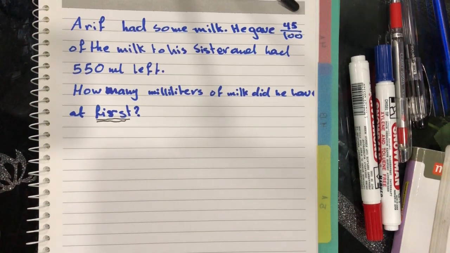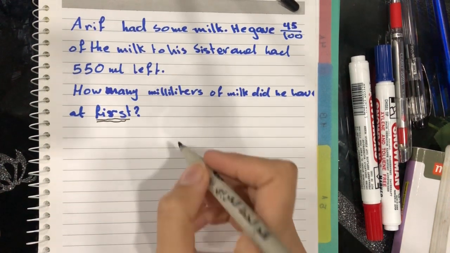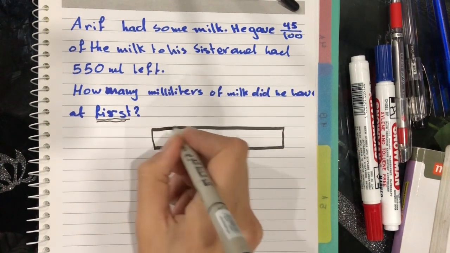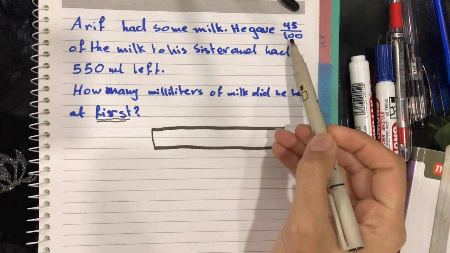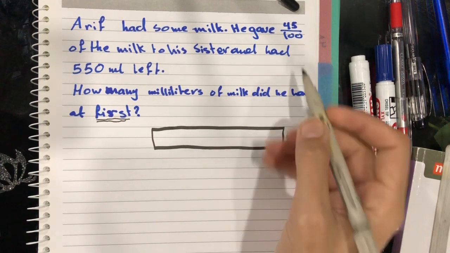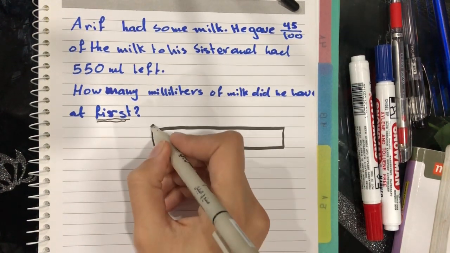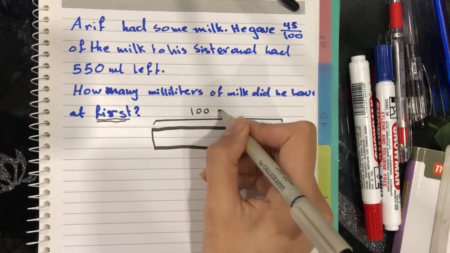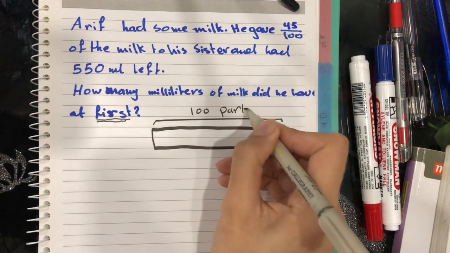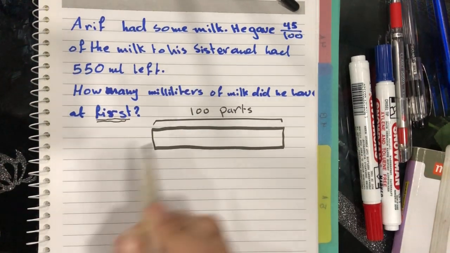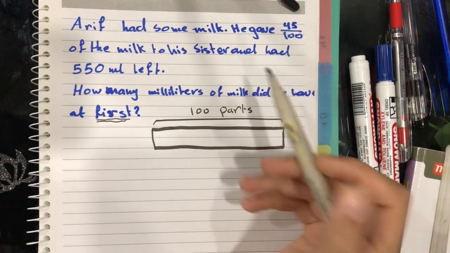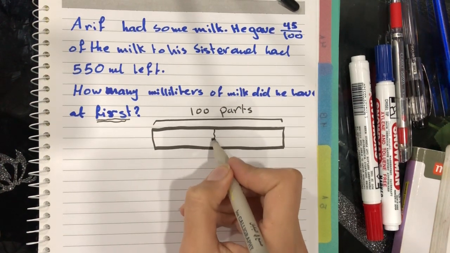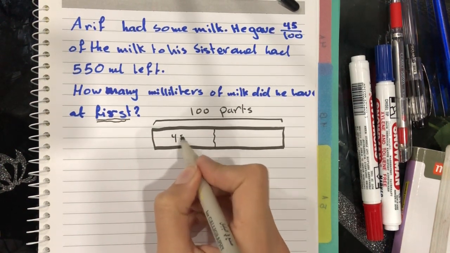He had some milk, I don't know how much, but the milk that he had, he divided it into 100 parts because the denominator is 100. So this is 100 parts. From these 100 parts, he gave his sister 45. Out of the whole 100, he gave her 45 parts.